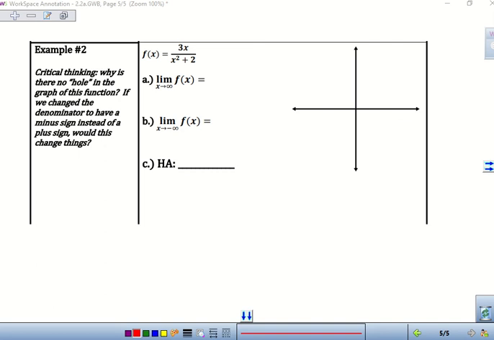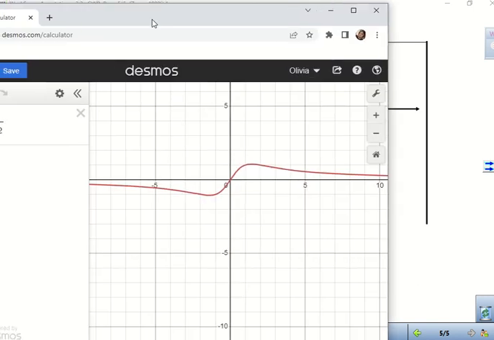So, on this one here, we have 3x divided by x squared plus 2. So if I graph it, it's going to look something like this.